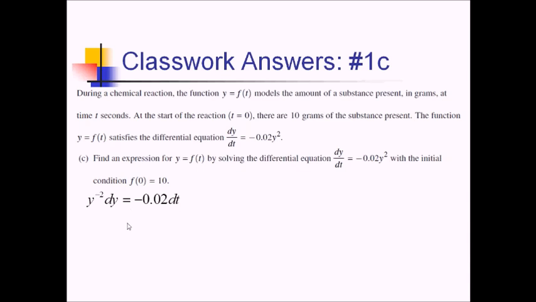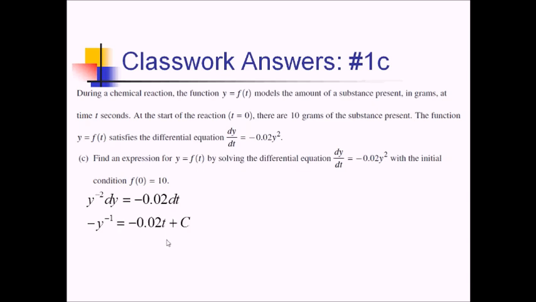All right, time for some antiderivatives. On the left side, this bumps up to an exponent of negative 1. Dividing by that, we've got negative y to the negative 1. On the right side, this is a constant dt, so this is just going to be negative 0.02t, and then plus c.